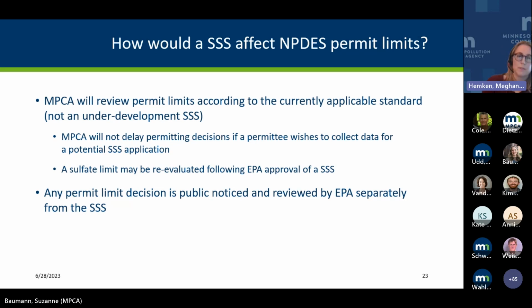But if a site-specific was later developed and approved by both MPCA and EPA, there are cases where the sulfate limit may be reevaluated at that point. And just to clarify, the limit reevaluation, if justified, would be performed in a separate process, and that permit public notice period, again, separate from the public notice period of the site-specific standard. So two separate administrative processes.